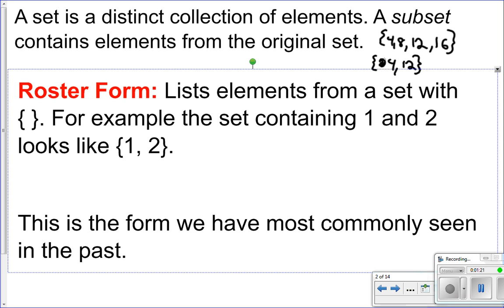And so if you look up here, this is what we call roster form. So roster form lists elements from a set with brackets or braces. These symbols right here. For example, the set containing the numbers 1 and 2 would look like, in brackets, 1, 2. This is the form we have most commonly seen in the past.